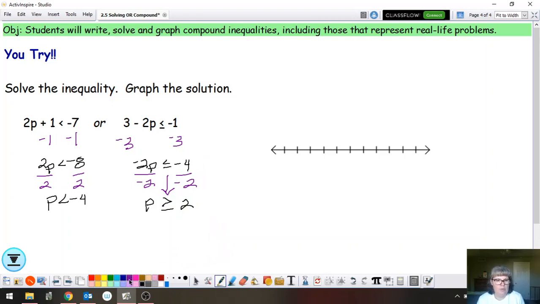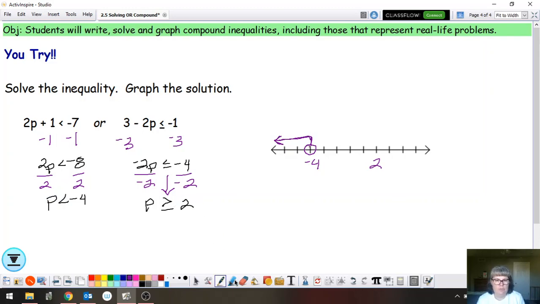So on the number line, negative 4 should be on the left, positive 2 on the right. Negative 4 is not included. We don't have an equal to, so that's going to be an open circle. And p is representing all numbers smaller than negative 4. So we will have an arrow to the left of that.